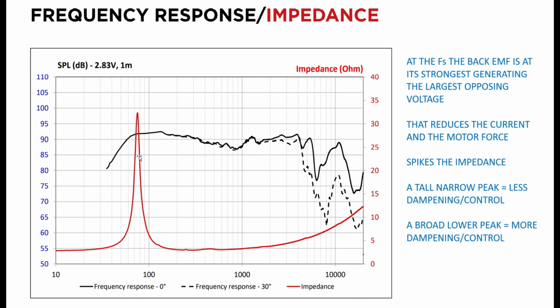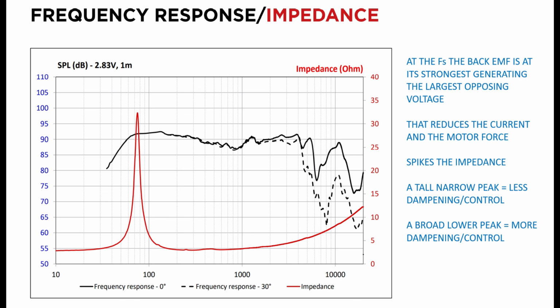The last note I'll make about this before we move on is just the shape of the impedance peak. If it's big and tall like this, it means that you have less damping and less control around the resonant frequency. That means that the speaker is a little more out of control. If it's a broad, low peak, it means that the speaker is more damped and more in control. So you can look at the shapes of these impedance curves and get a sense as to how a speaker might behave as it approaches the FS.